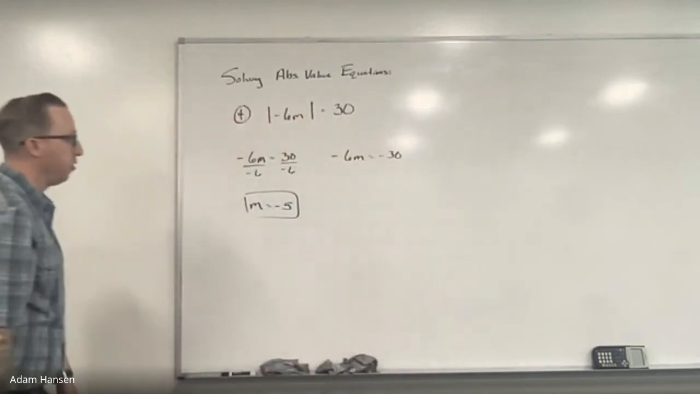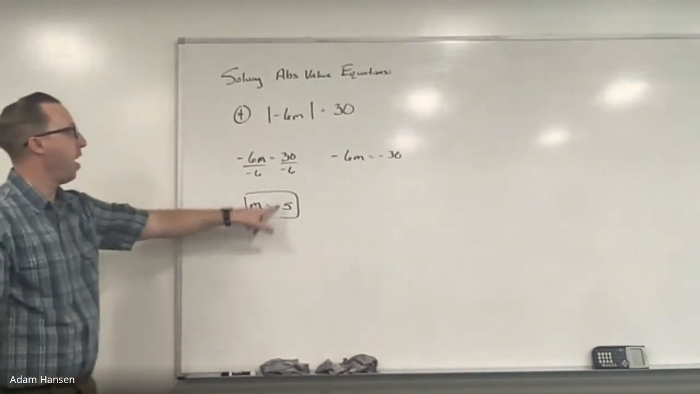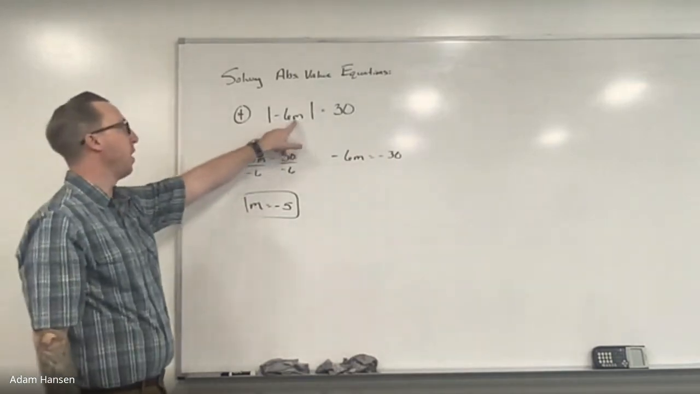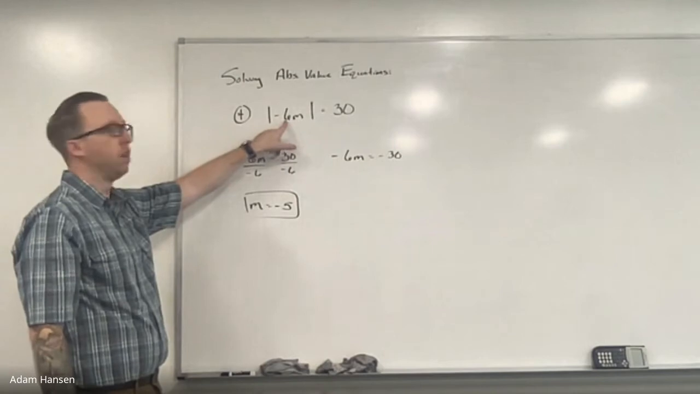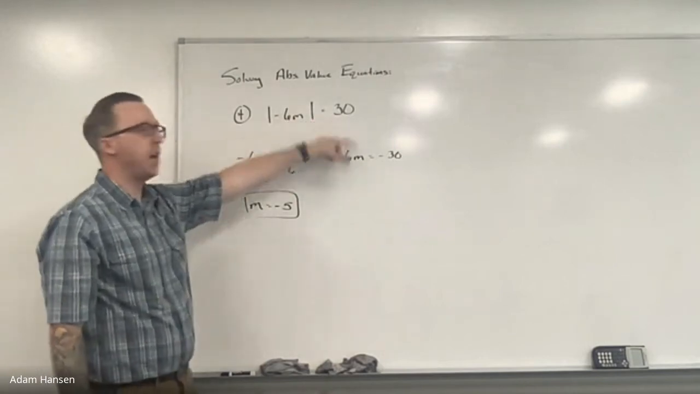When you solve an equation, you can check your work. Plug negative 5 back in for m. Negative 5 times negative 6 is positive 30. Then take the absolute value. Yeah, we get 30 like we're supposed to.